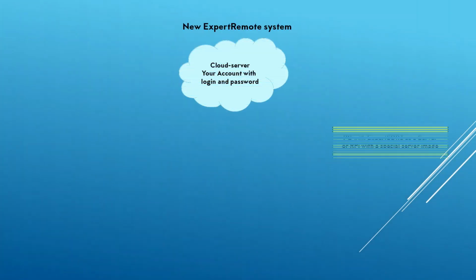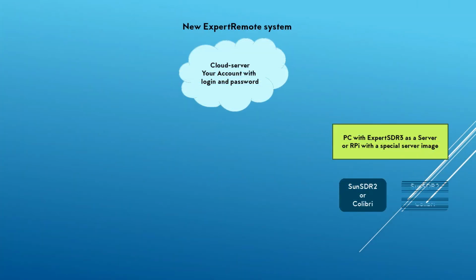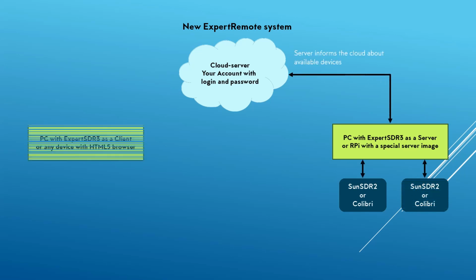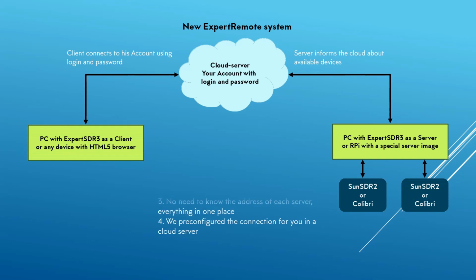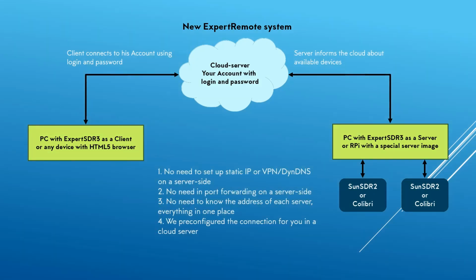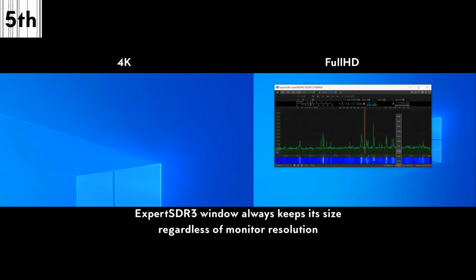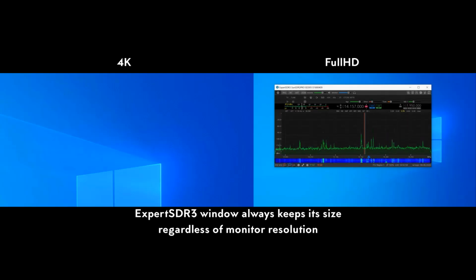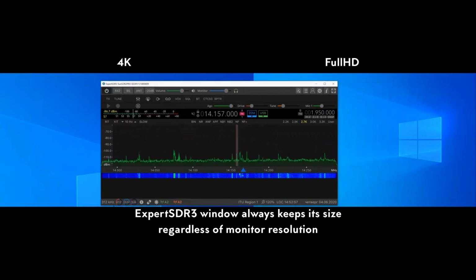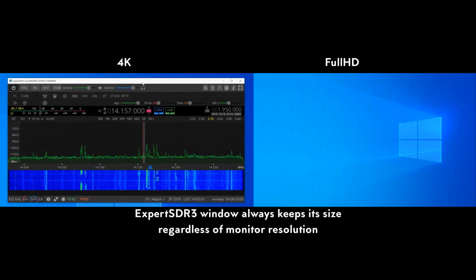Fourth, ExpertRC and ExpertRS will be part of the ExpertSDR3. It means that software development will be simultaneous for both local and remote applications. More information about that will be revealed after further development later this year. Fifth, another advantage of the ExpertSDR3 is that it can effectively use modern CPUs, loading all available CPU cores equally.